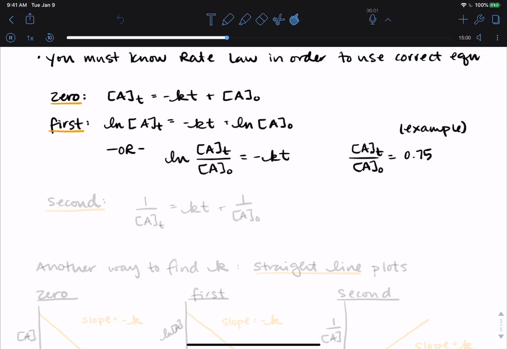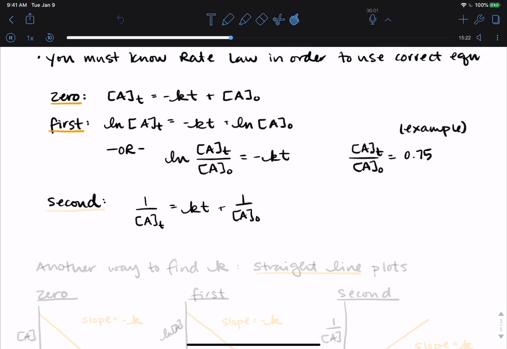For second order, it starts to look a little weird. It's 1 over the concentration of A at time t equals a positive kt plus 1 over the concentration of A at time 0.